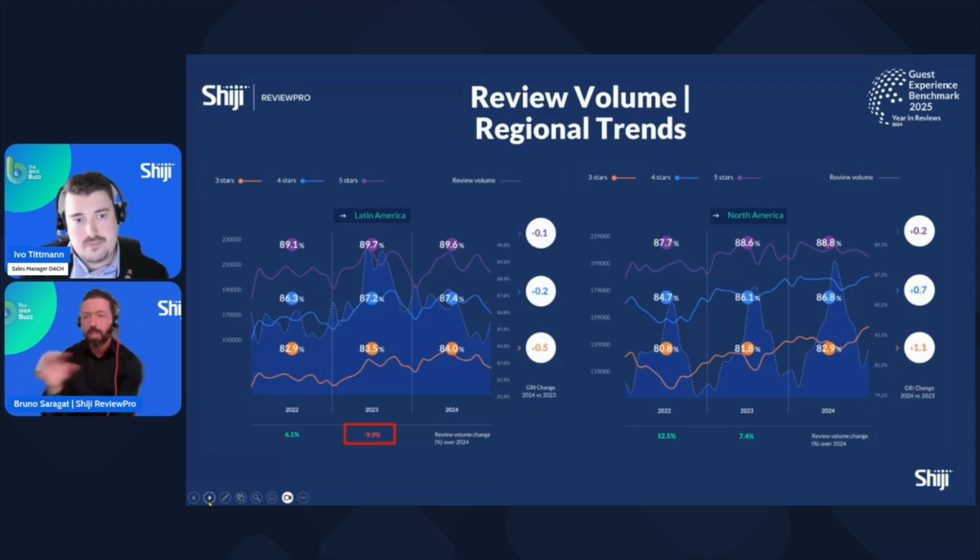On the opposite side of the spectrum, we have North America. North America has been benefiting from the huge growth in review volume from Expedia and Hotels.com. And you can see that review volume is following a clear seasonal pattern, but is growing year after year. And also the GRI is benefiting from this growth in review volume. Yeah. So we have here Latin America, North America.